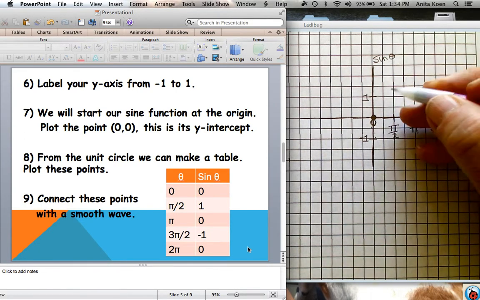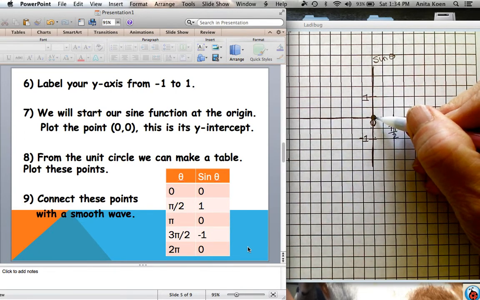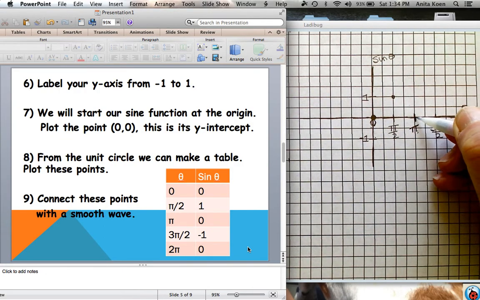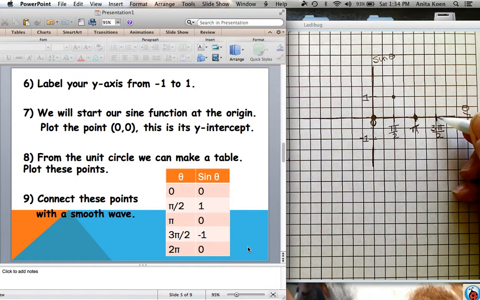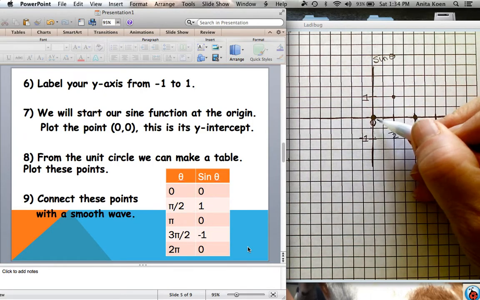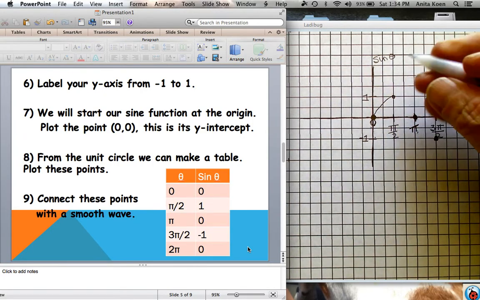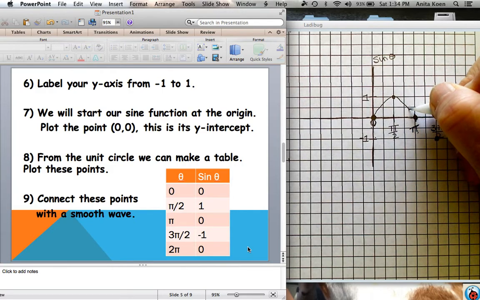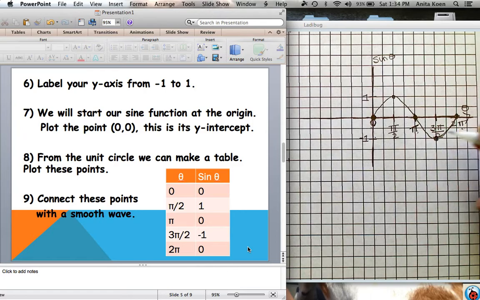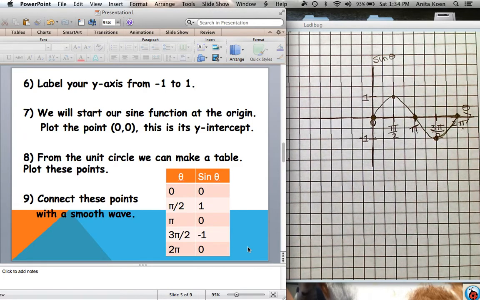So I'm going to plot these points: (0, 0), (pi over 2, 1), (pi, 0), (3 pi over 2, negative 1), and (2 pi, 0). And then I'm going to connect these with a smooth, continuous wave. This is one period of the sine function.